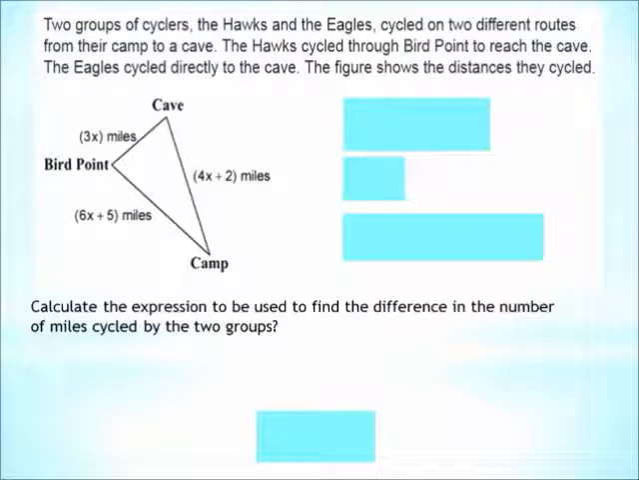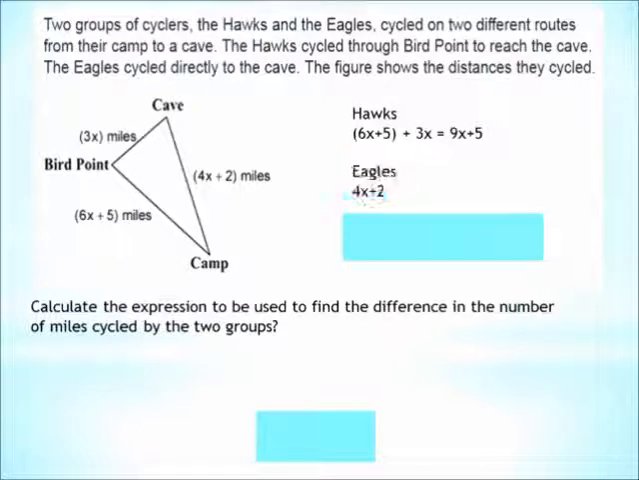Now let's take a look at a different problem. Two groups of cyclists, the Hawks and the Eagles, cycled on two different routes from their camp to cave. The Hawks cycled through Bird Point to reach the cave. The Eagles cycled directly to the cave. The figure shows the distances cycled. So let's see. The Hawks went from 6.5 miles to Bird Point, plus another 3x miles, all the way to the cave for a total of 9x plus 5. Then the Eagles went directly for 4x plus 2.